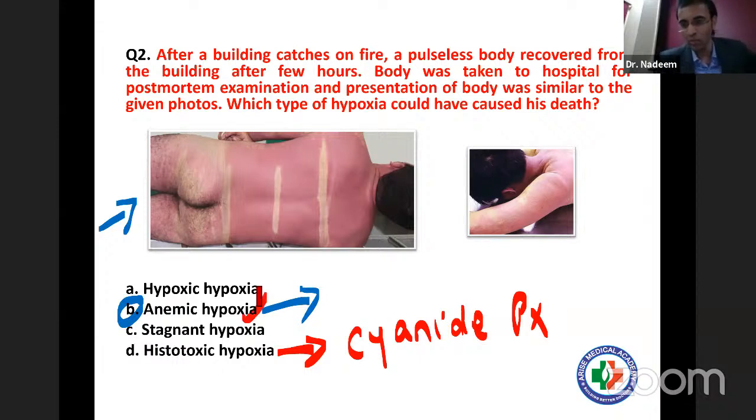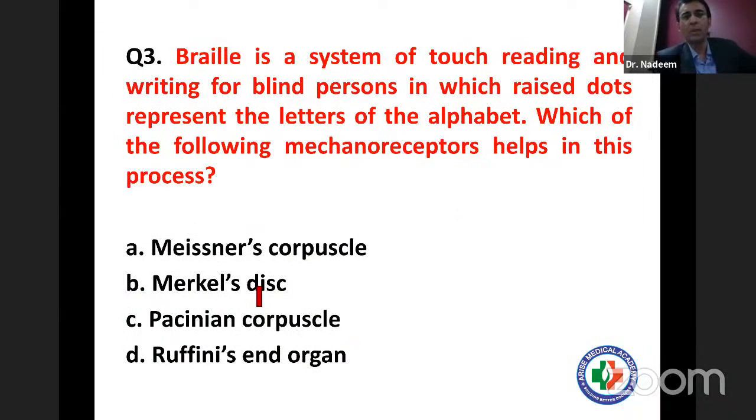Okay, moving to the next question now. Braille is a system of touch reading and writing for blind persons, in which raised dots represent the letters of the alphabet. Which of the following mechanoreceptors helps in this process? So basically, I'm asking you.